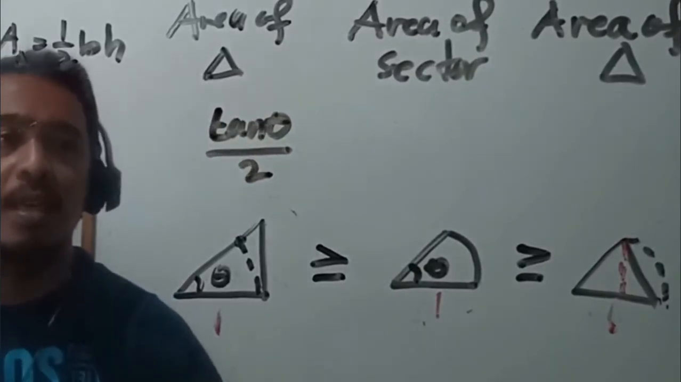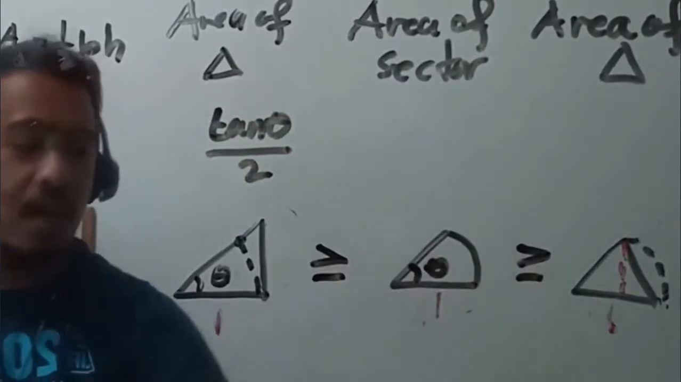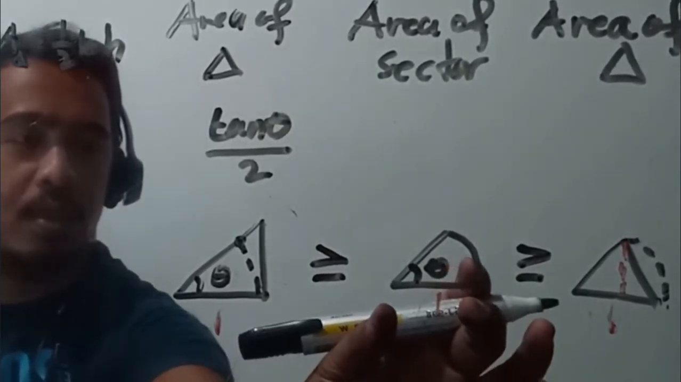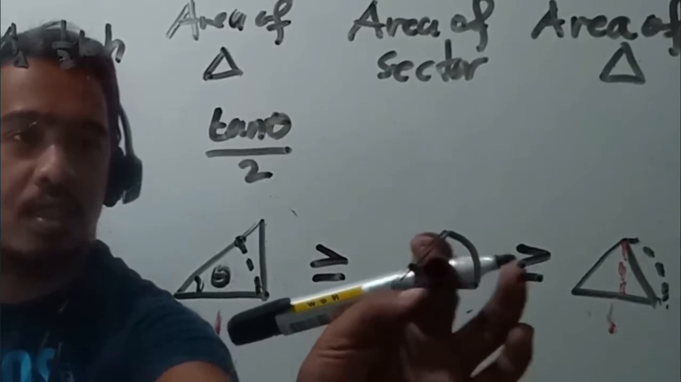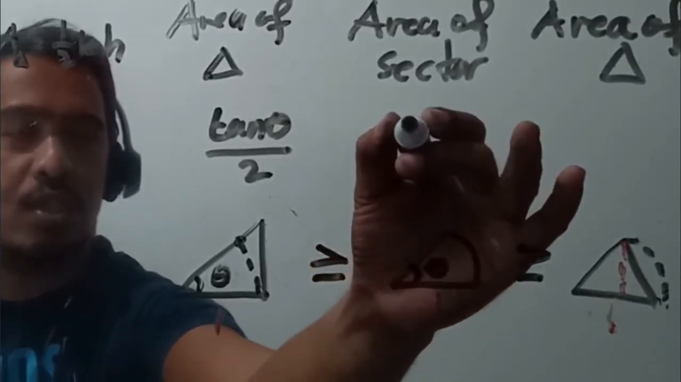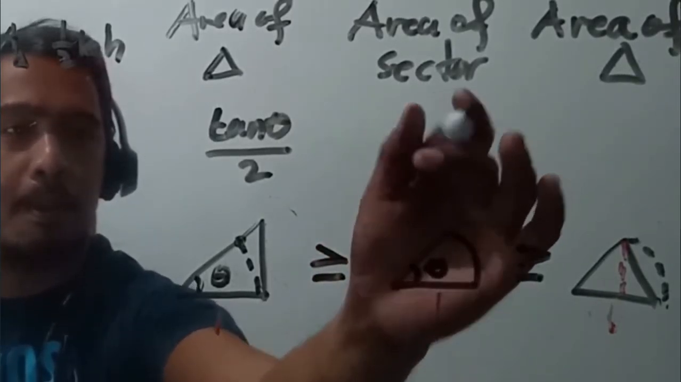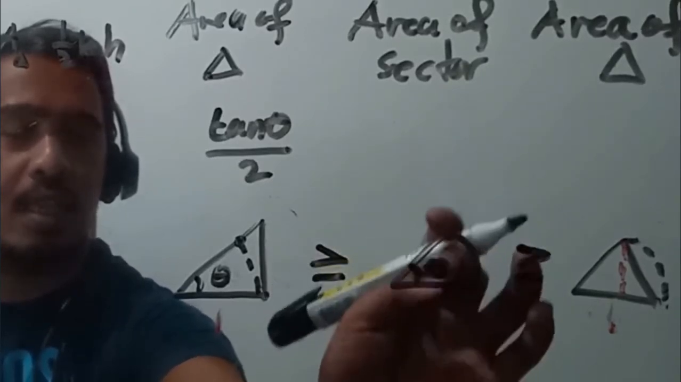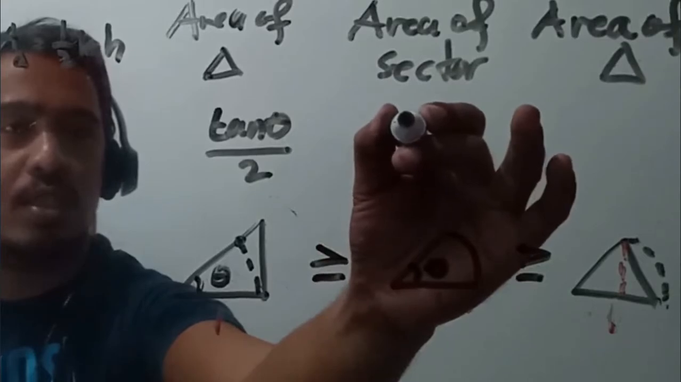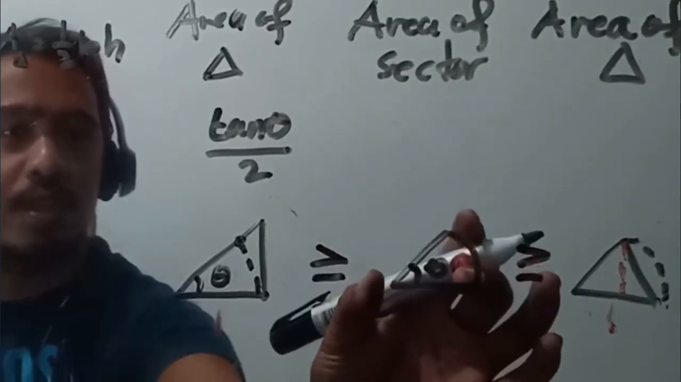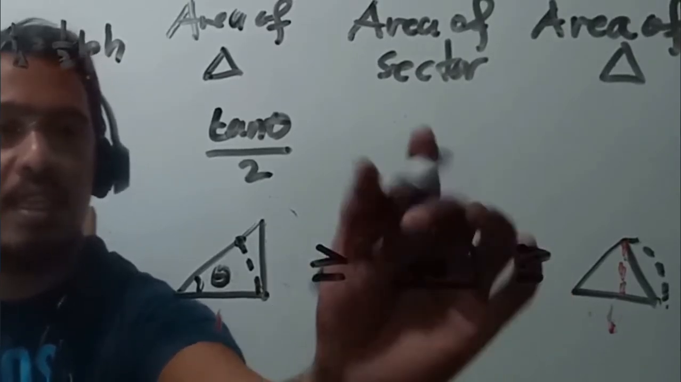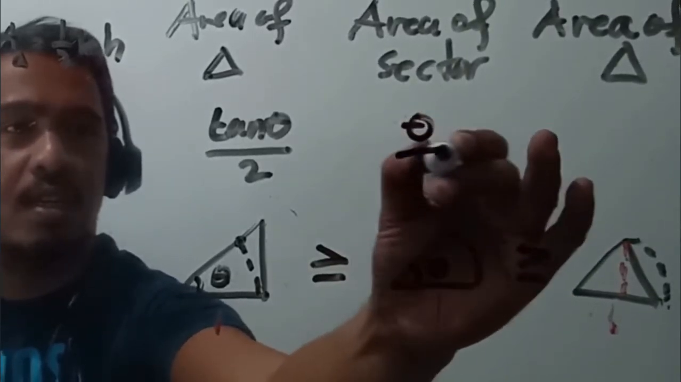Clear? The next portion is the area of the sector. The radius is 1, and this is the theta, so the area is just 1/2 times this radius squared and times the theta. So it is just theta over 2.